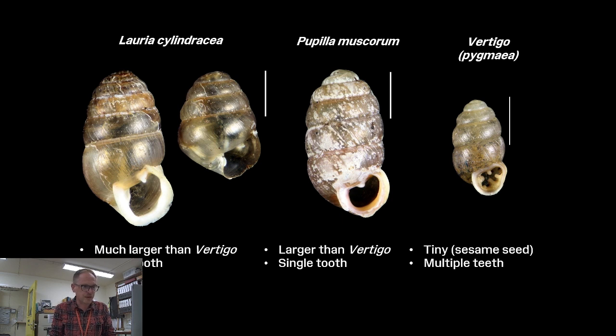You'll notice there are also differences in what we call the teeth, which are in the mouth or the aperture of the shell. Those are like little projections of the shell that obstruct the aperture to a different extent. Lauria has just a single tooth, Pupilla has a single tooth, although it's not always present, whereas Vertigo on the right tends to have a lot more teeth, multiple teeth.